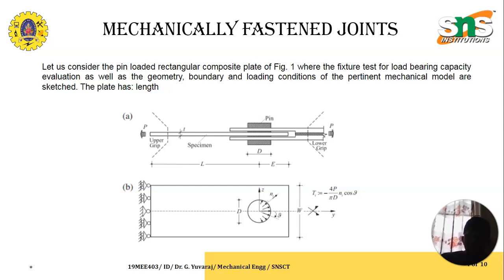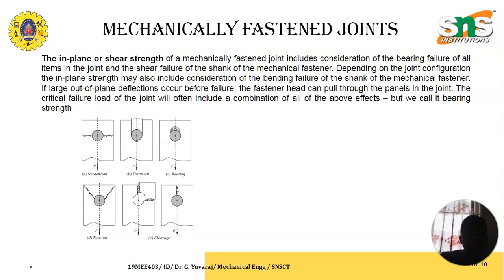evaluation. So this in-plane shear strength of a mechanically fastened joint includes the consideration of the bearing failure of the joint as well as the shear failure of the shank of the mechanical fastener. Depending on the joint configuration, the in-plane strength may also include consideration of bending failure of the shank of the mechanical fastener, and if large out-of-plane deflections occur before the failure, the fastener head can pull through the panels in the joint.